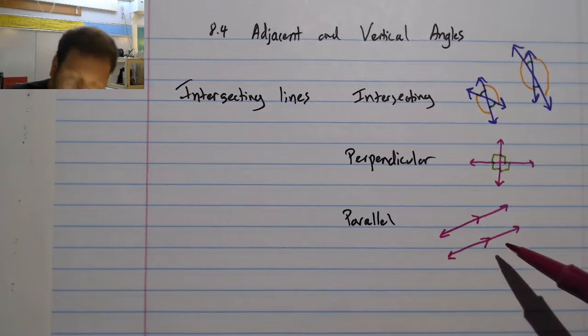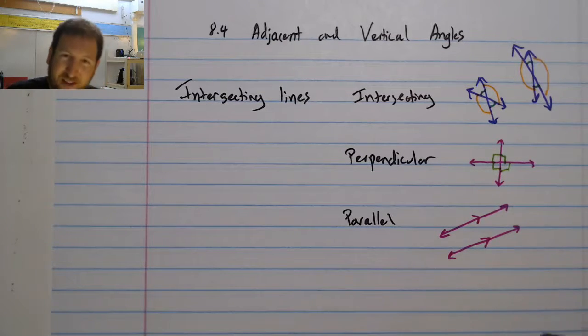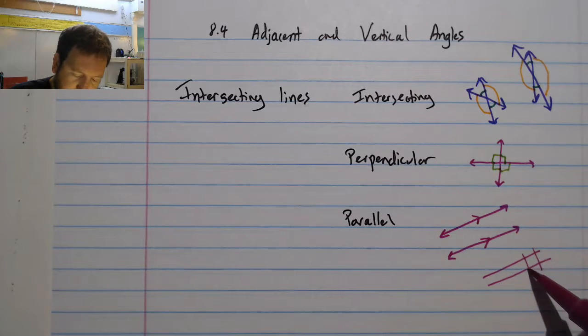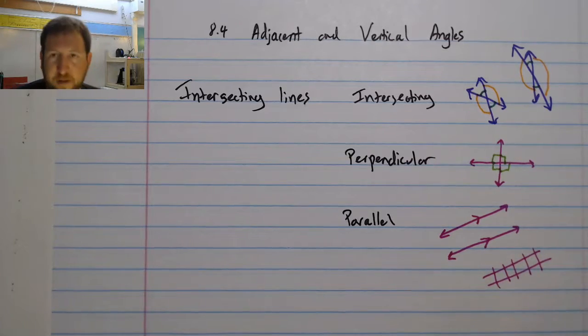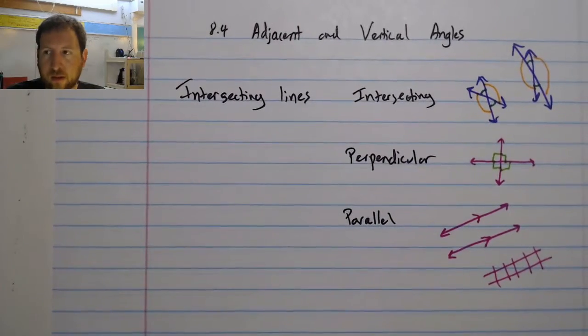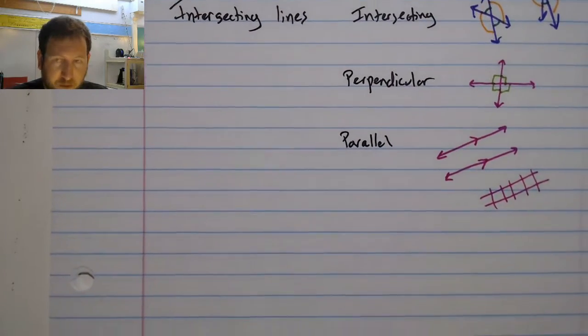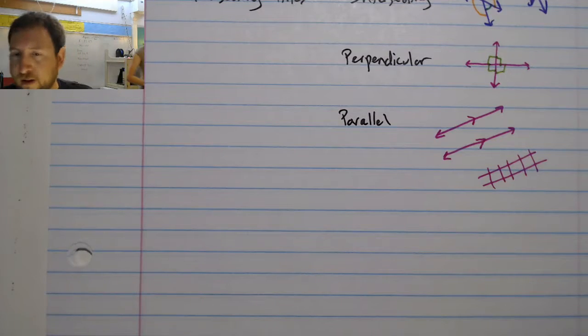Now, I'm sure I didn't draw mine perfectly, but if I did, they could go forever and never intersect. Almost like railroad tracks. It's the same idea. Railroad tracks would be parallel, because if they intersected, the train would fly off the tracks, and that would be really bad. So that's why we need things that are parallel.